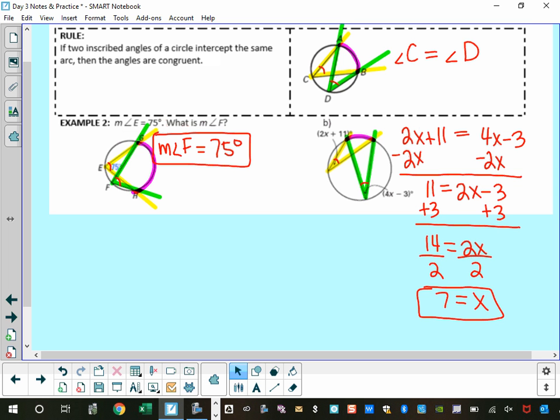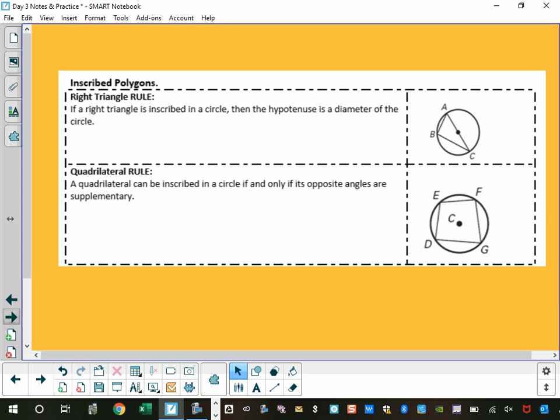You guys get 7? All right, so there's one more component to this, and it is inscribed polygons. So we have a triangle and a quadrilateral. We all know what a triangle is. A quadrilateral has how many sides? 4. Good. So that could be a square, a rectangle, a kite, a rhombus, parallelogram, any of that. Anything with 4 sides is a quadrilateral, so that rule applies.